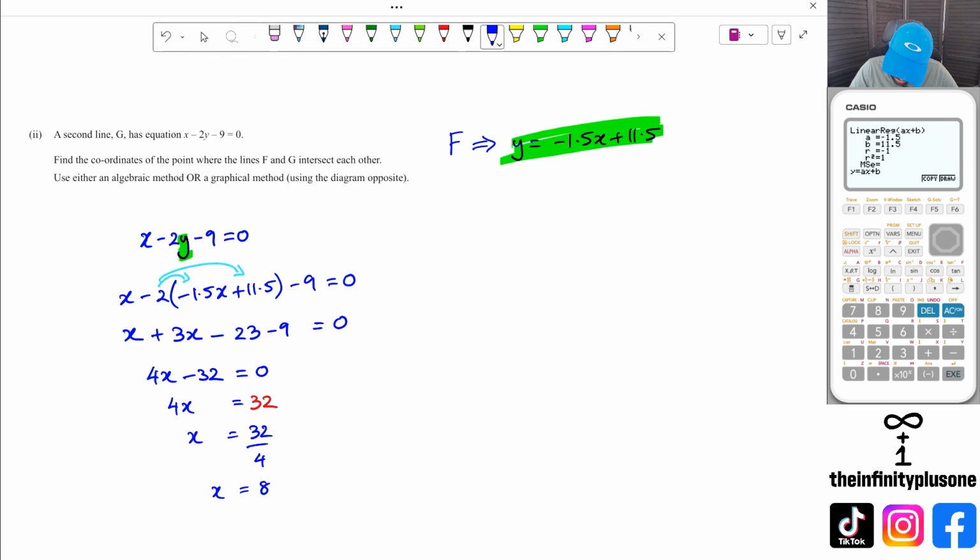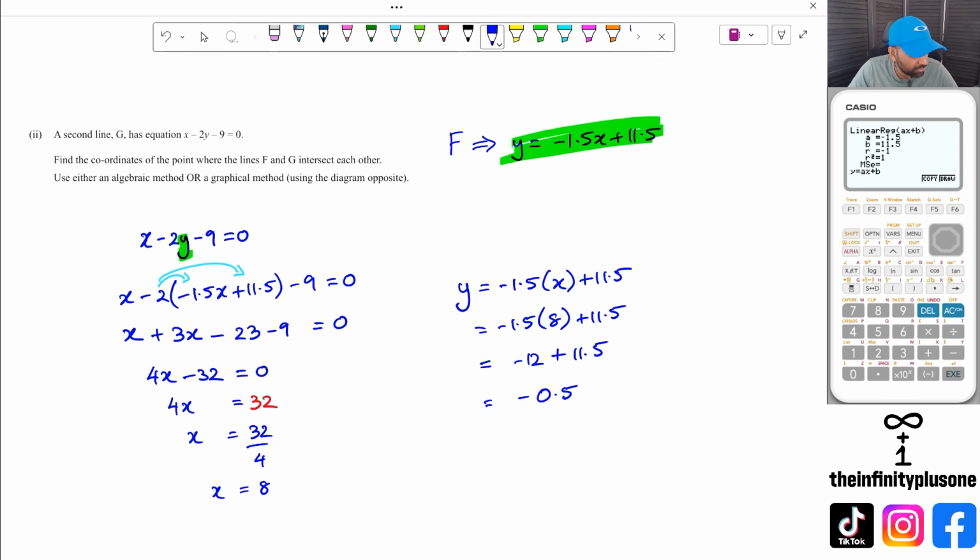Now if x equals 8, I can figure out what y is. I can substitute it in either equation. I'm going to use it in f. So y is equal to negative 1.5x plus 11.5. I've got negative 1.5 times 8 plus 11.5. So that's going to be negative 12 plus 11.5, which is equal to negative 0.5. So the intersection is going to be at 8 and negative 0.5.